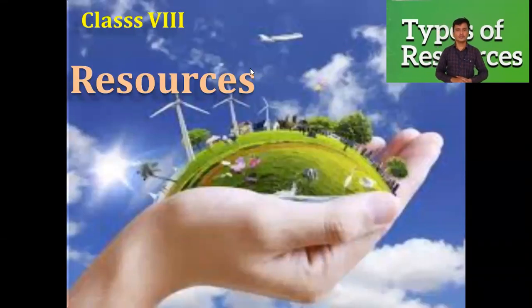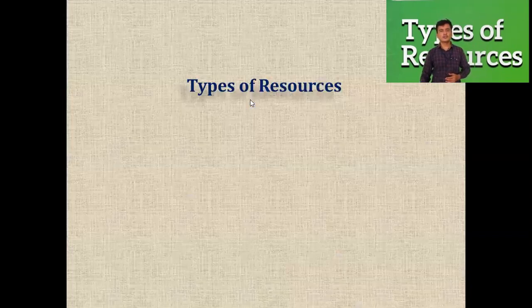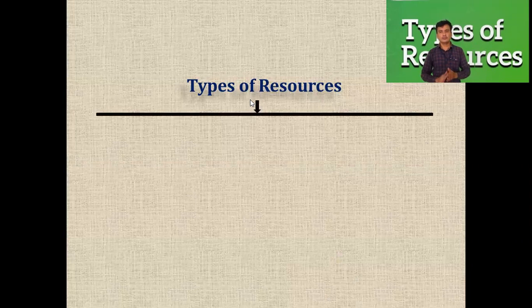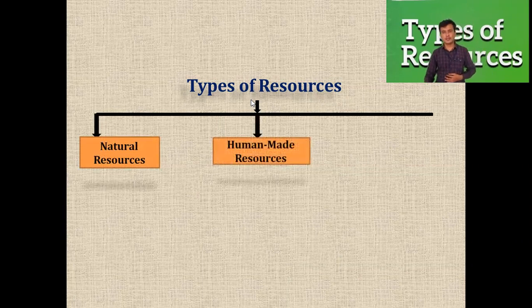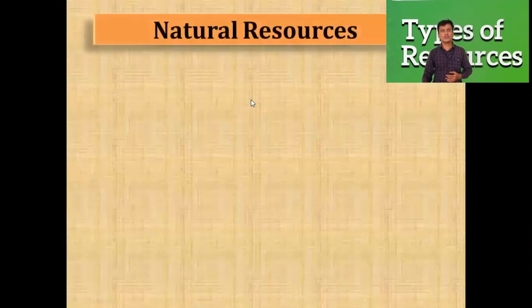Hi friends, today we are going to learn types of resources. In that, we are going to learn types of natural resources. Before that, there are three main types of resources: natural resources, human-made resources, and human resources. Today we are going to learn natural resources in detail.